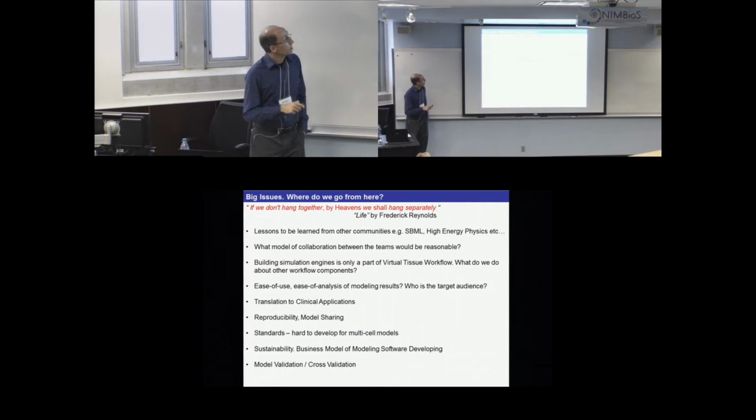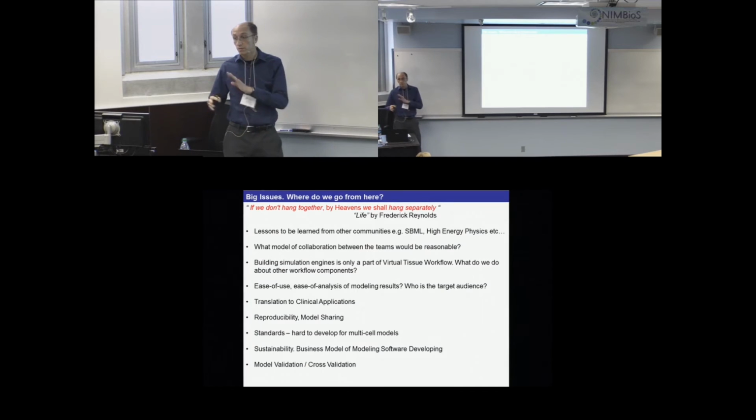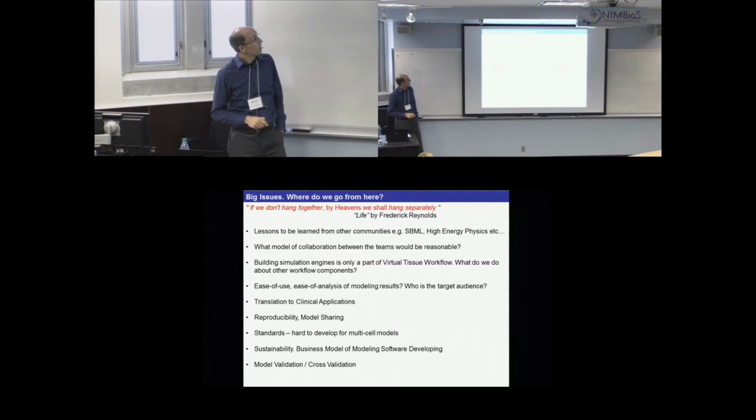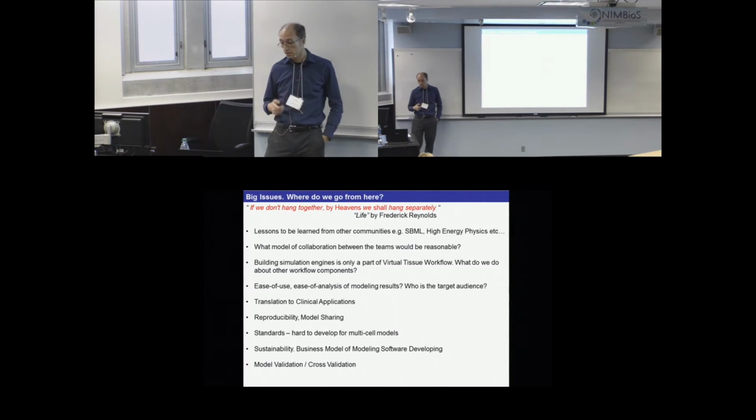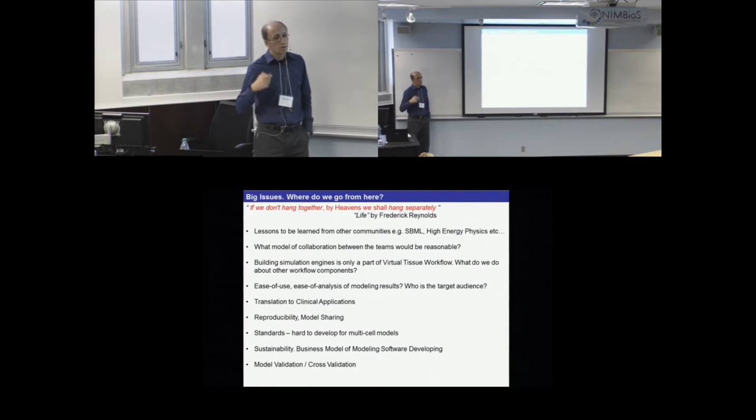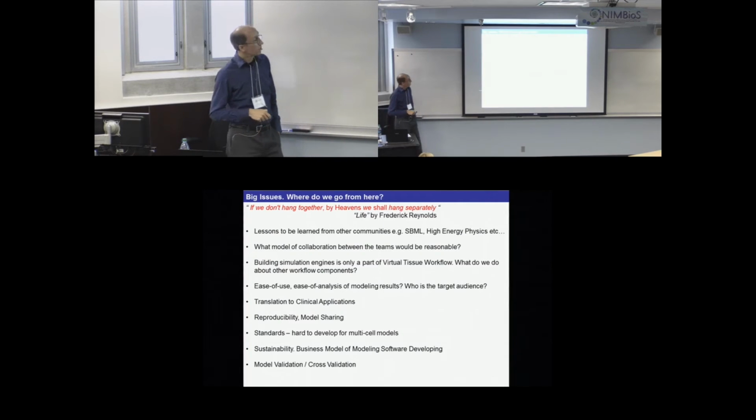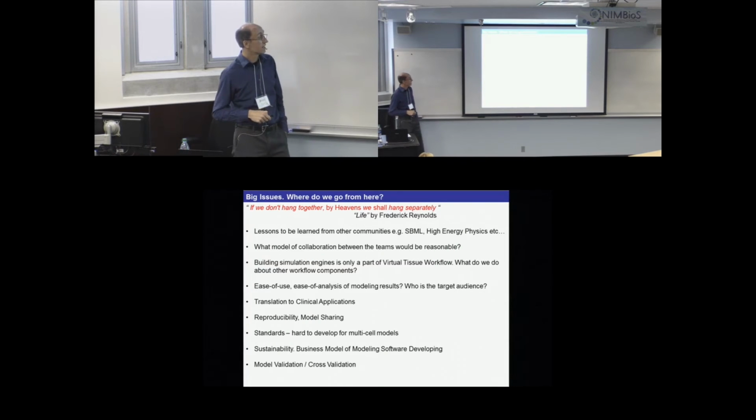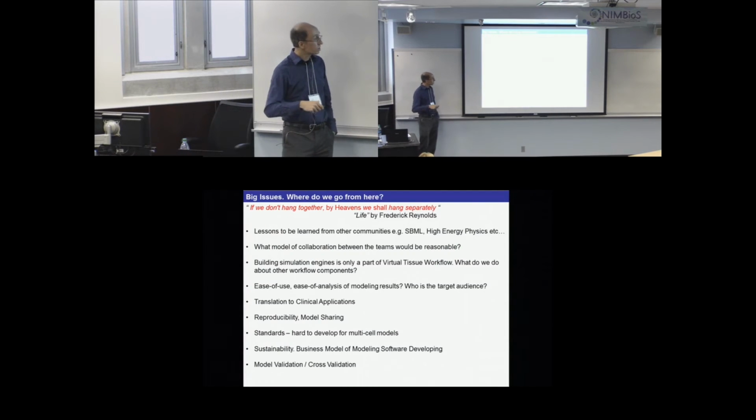The question is, how do we structure collaborations? What would be the collaborations between teams? How much do we want to share? How much do we want to overlap with each other? How much effort do we have to spend on ease of use, and ease of analysis of modeling results? Who is our target audience? Clearly, looking at many tools, whether it's Multicell or Dirk's code or Paul Mackley's code, there is room for improvement in terms of ease of use. Reproducibility and model sharing are pretty much non-existent right now, and we have to address this sooner or later. Standards: these issues come up sooner or later in the discussions.